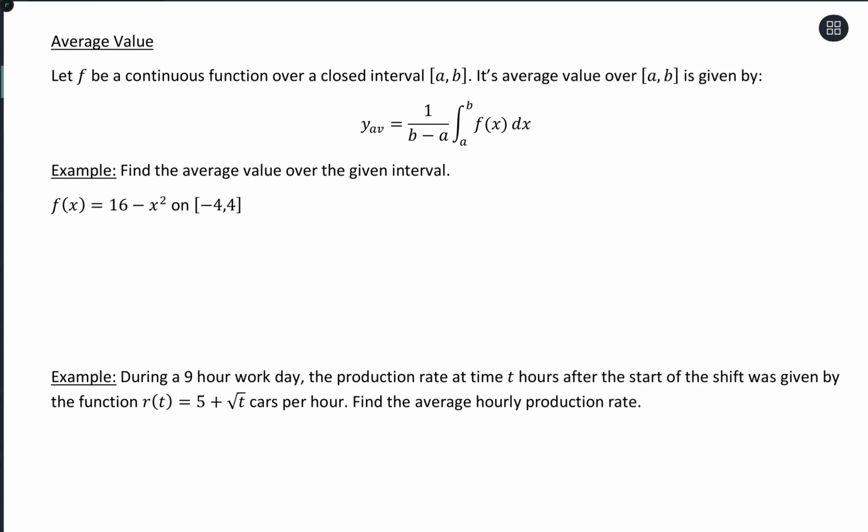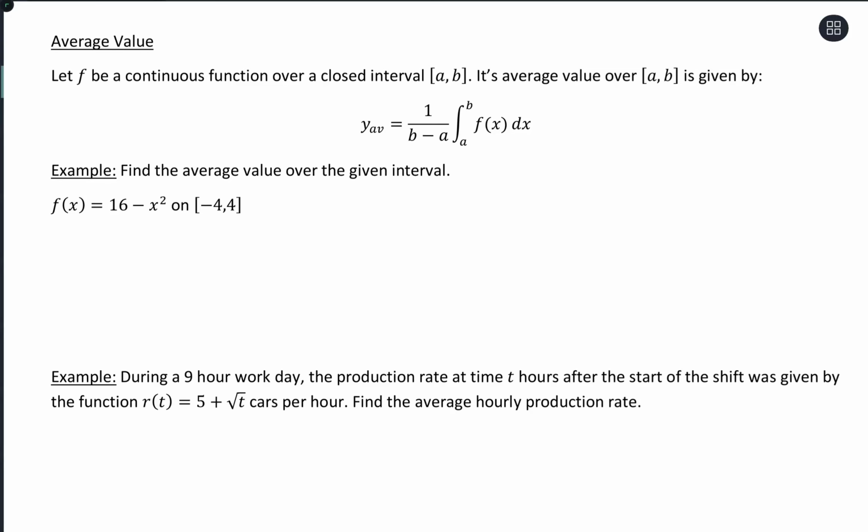So if we let f be a continuous function from A to B, and we want to find its average value from A to B, that'll be given by, and we can use the notation y with a subscript of av, which just means the average of y, equals 1 over b minus a times the definite integral from A to B of our function f of x. So let's take a look at a few examples with this, as well as a business application too.